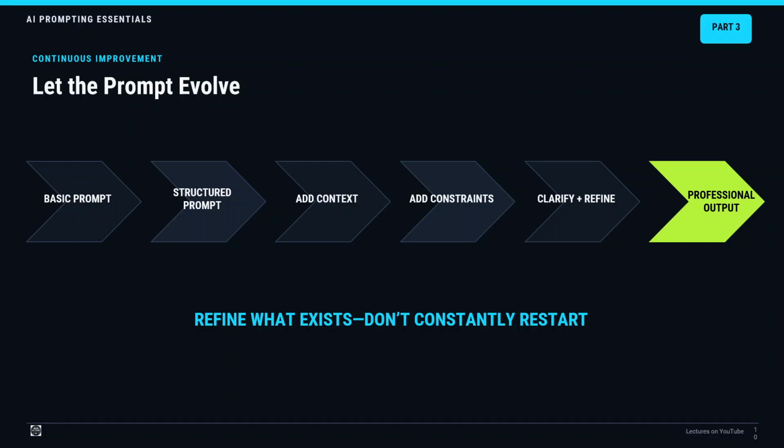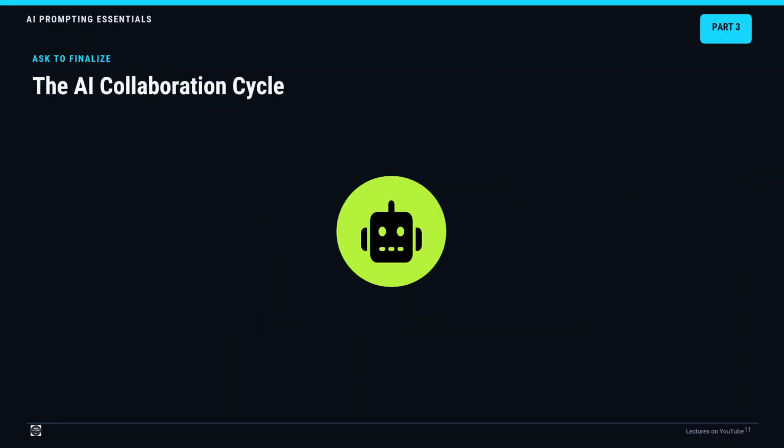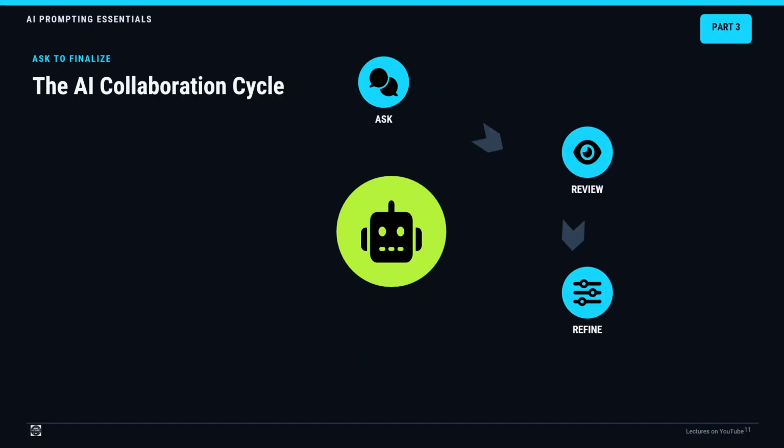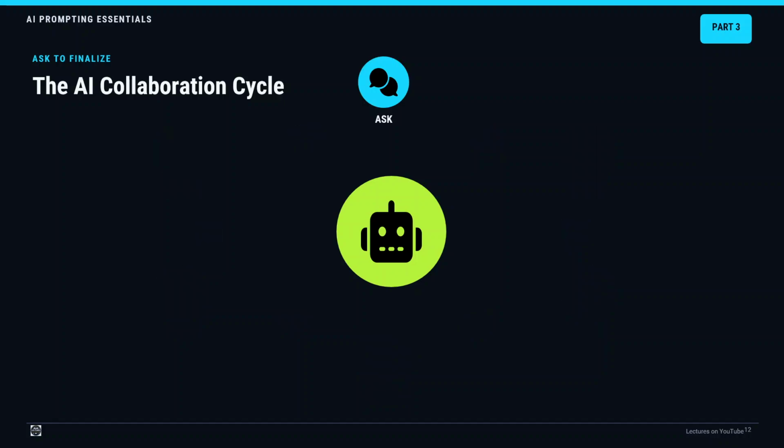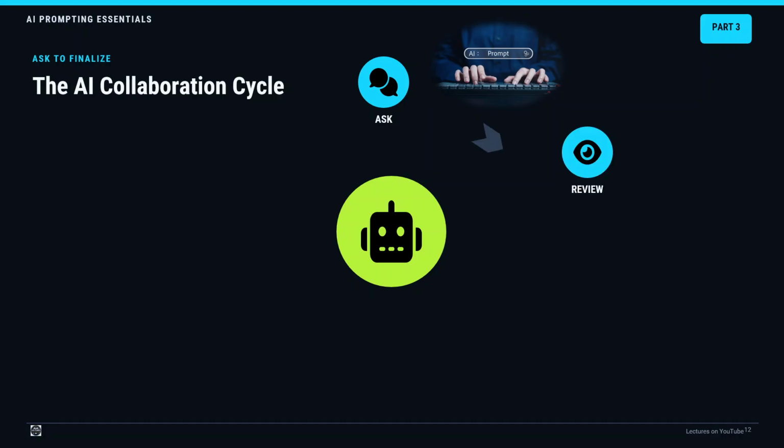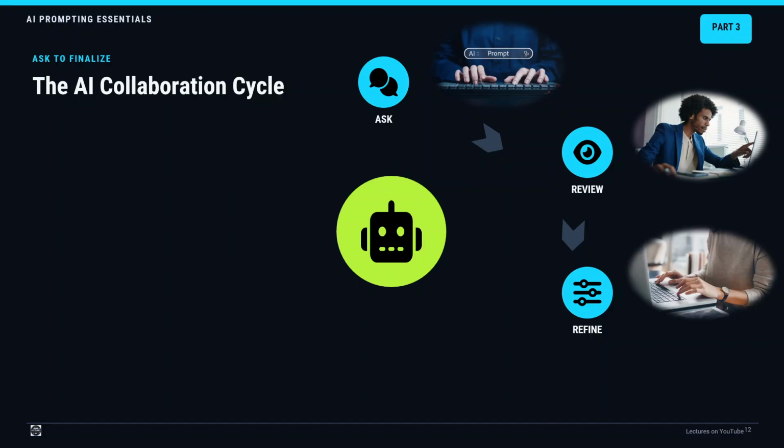The AI collaboration cycle. A useful collaboration cycle is: ask, review, refine, evaluate, improve, finalize. Ask. Provide the initial prompt and relevant context. Review. Read the response carefully. Do not focus only on whether it sounds good. Check whether it addresses the actual task. Refine. Add missing context, correct misunderstandings, or adjust the constraints.